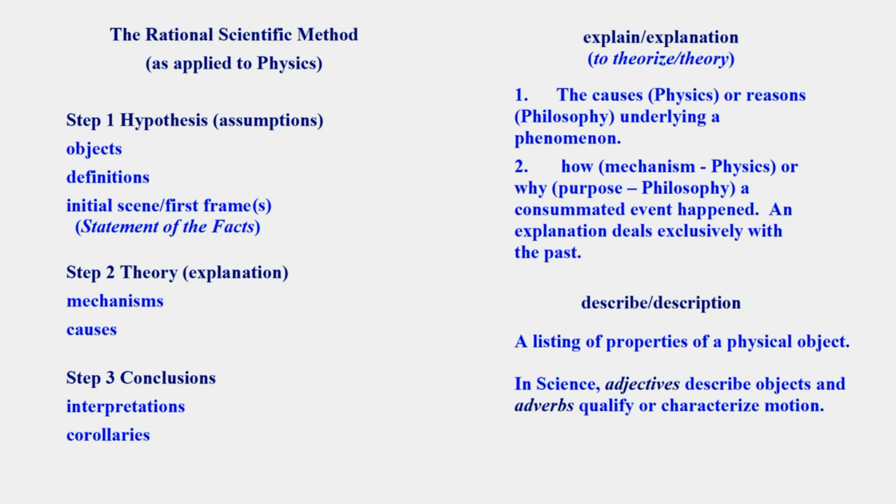Listing of properties of a physical object, that's what a description is. And that's what mathematical physics does. They just describe. An equation is only a description, okay? So explanation and description are not the same. They're not synonyms. Most people think they are. No, they're not. An explanation is not a description. You describe a chair, and you explain something that happened. So that's the distinction we're going to make in rational science.